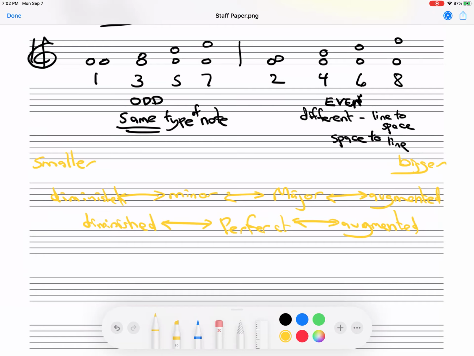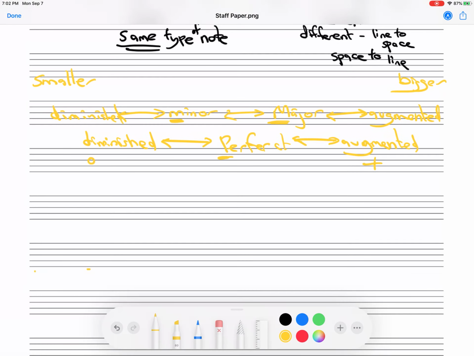This is important to keep in mind. The symbol for diminished will be a little circle. For perfect, of course, we're going to use a P. Augmented will be a plus. Minor, we're going to use a lowercase m, and major, we'll use an uppercase M.